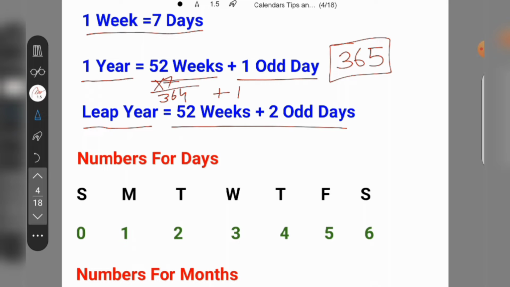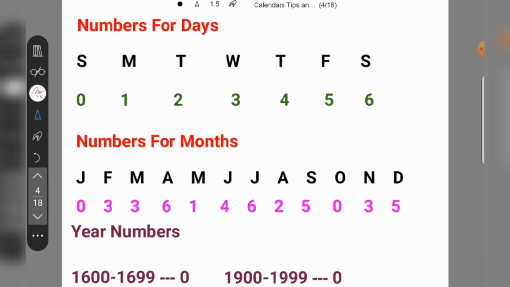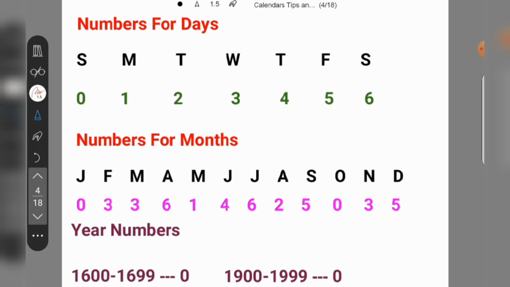Next we have to remember some of the codes for the days. In a week we have 7 days, right? Starting from Sunday, Sunday is represented as 0. Just remember: the code for Sunday is 0, and Monday 1, Tuesday 2, Wednesday 3, Thursday 4, Friday 5, and Saturday 6. It is not that difficult to remember these codes for days.